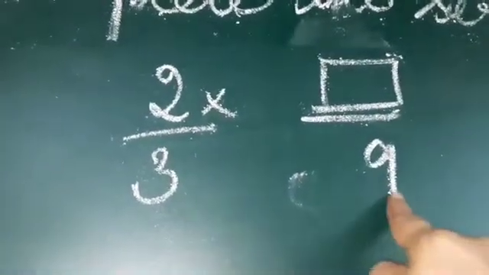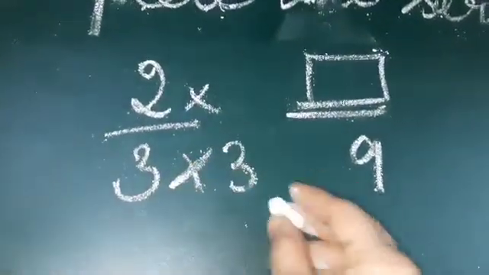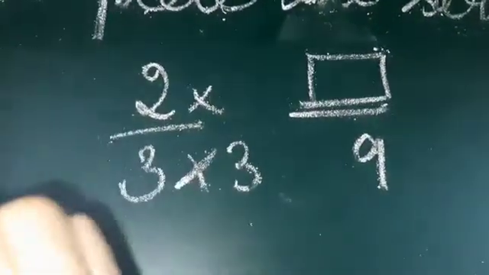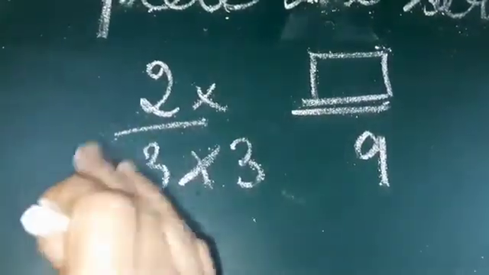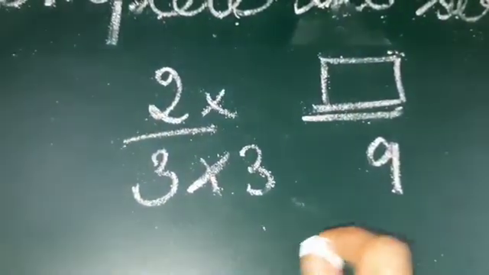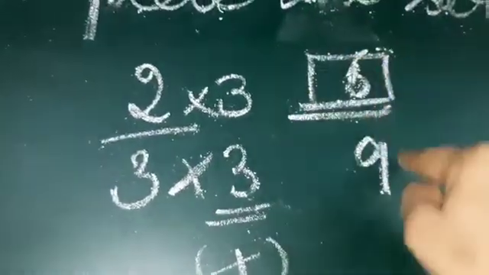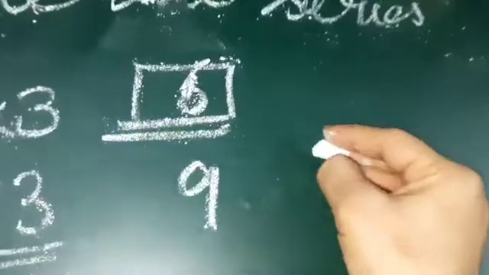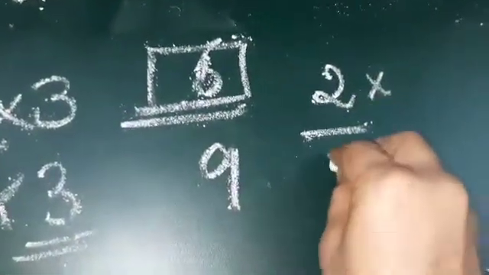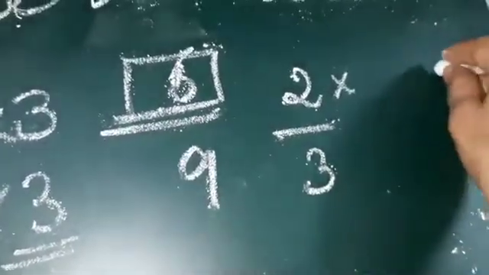We know that 9 comes 3 times in the 3 table. Whatever number we are using to multiply the numerator, that should be the same for the denominator. So when we multiply 2 and 3, we get 6. Already we have got 3 into 3 as 9. It is in the increasing order. So I told you this is in the 2 table and 3 table format.